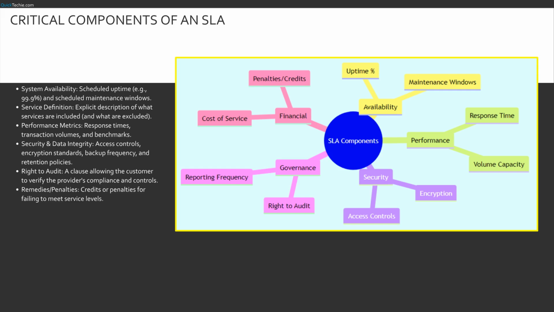This mind map breaks down the essential clauses of a robust SLA. We branch out into availability, covering uptime and maintenance. Performance covers the speed and volume. Security details the protection of data. Governance includes the vital right to audit and reporting rules. Finally, the financial branch defines costs and the penalties for non-performance.